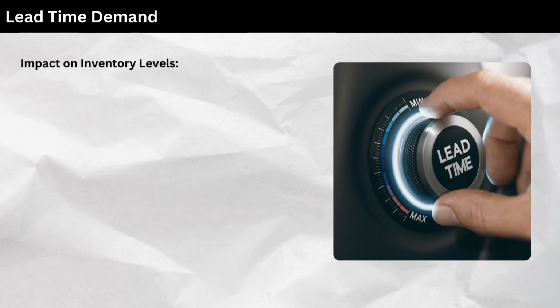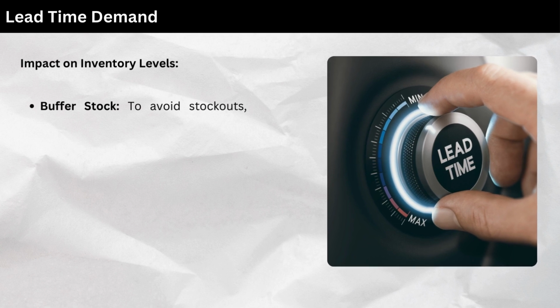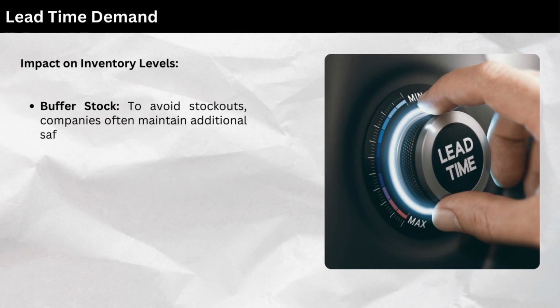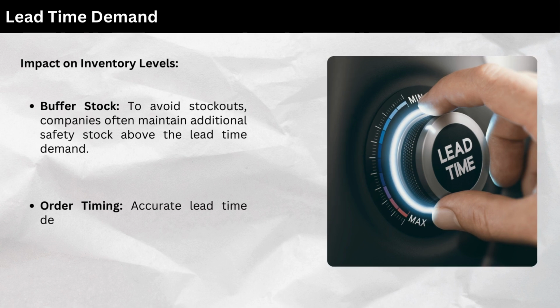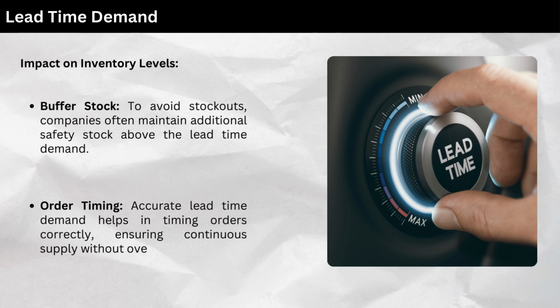Impact on inventory levels. Buffer stock. To avoid stockouts, companies often maintain additional safety stock above the lead time demand. Order timing. Accurate lead time demand helps in timing orders correctly, ensuring continuous supply without overstocking.